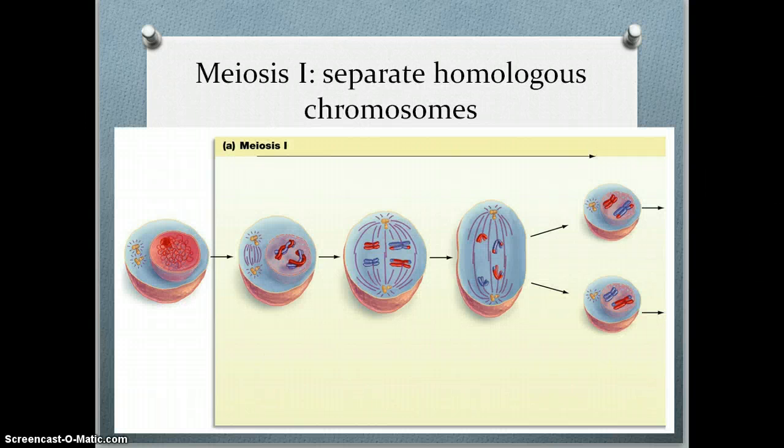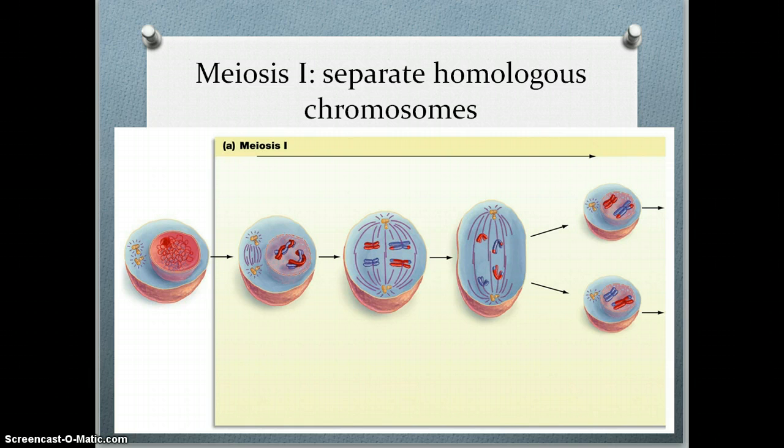Okay, so let's go on to the stages of meiosis. So we break meiosis down into meiosis 1 and meiosis 2. Meiosis 1 is going to be a little different from what we've seen before, but meiosis 2 is going to look a little bit familiar. It looks just like mitosis. So during meiosis 1, the main goal is to separate homologous chromosomes.